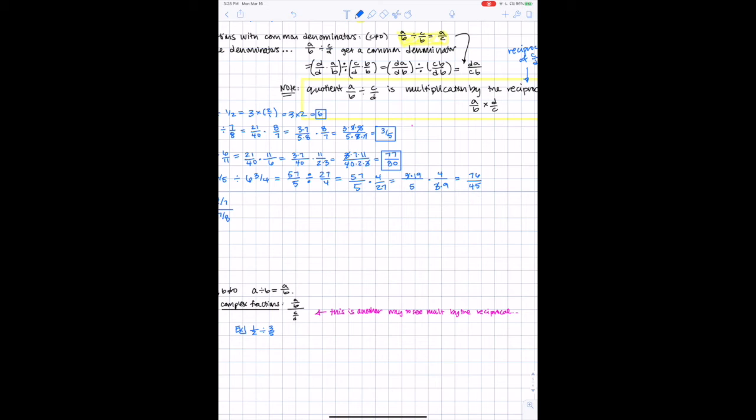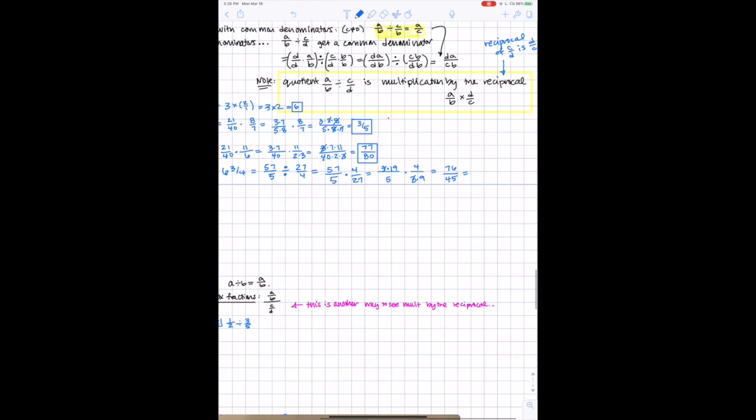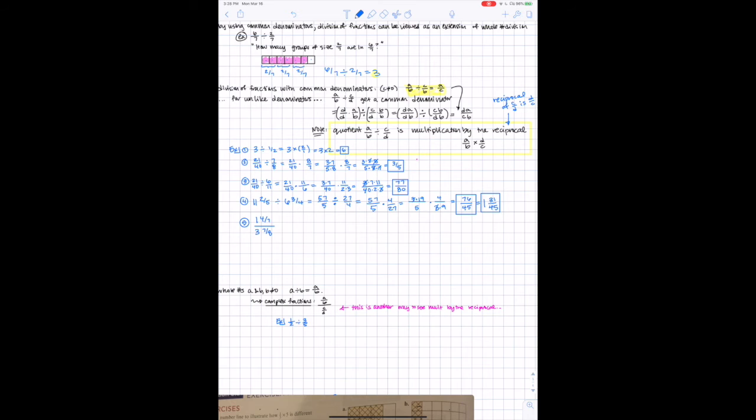Great, so I can leave this as an improper fraction, or I can write it as a mixed number. And 45 goes into 76 one time, and the remainder is 31. So either way is a perfectly fine way to leave our answer. It's nice to, like I said, get in the habit of writing it both ways, just so you're comfortable going back and forth with the improper fractions and the mixed numbers.